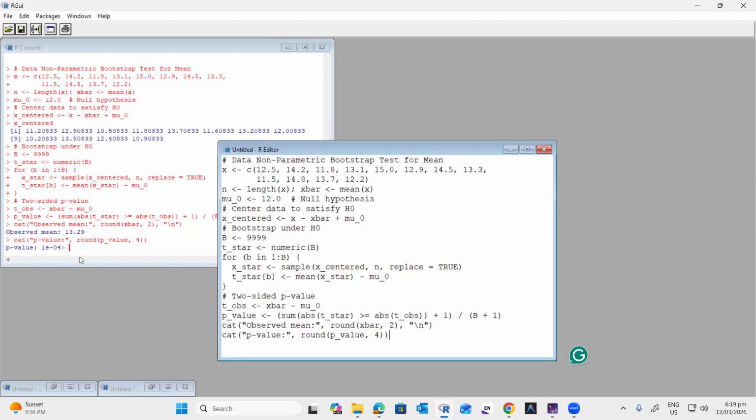So this entire code implements the non-parametric bootstrap hypothesis testing for the mean, and it shifts the original data to have the mean equal to the null value while preserving all other characteristics. All right. So bootstrap samples are drawn from this shifted data set, and the test statistic is recomputed each time. So that was the R code for your non-parametric bootstrap test for the mean. Now we will go further.